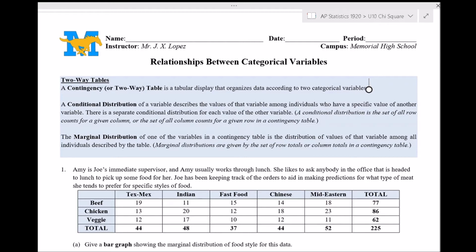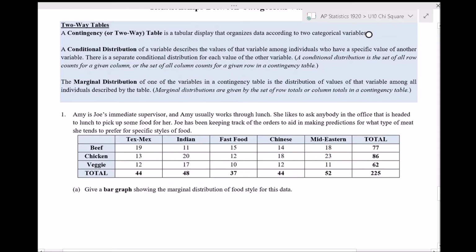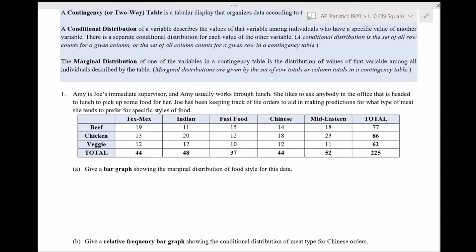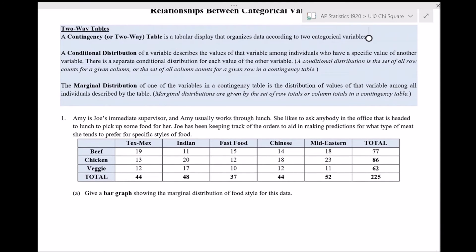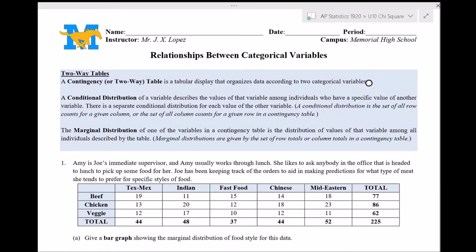So we're going to go over the mathematics of contingency tables and graphical stuff too, so how to graph the distributions on a contingency table. We'll get into specifics on this one today. A two-way table or contingency table, two different terms which refer to the same thing, so they're synonymous. I like to call them contingency tables because it makes me sound smarter than if I were saying two-way tables. Anyway, it's a tabular display that organizes data according to two categorical variables.